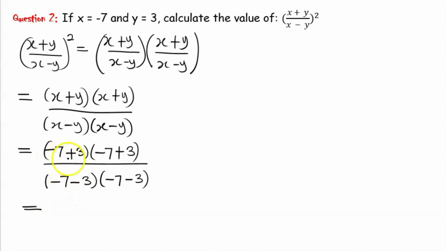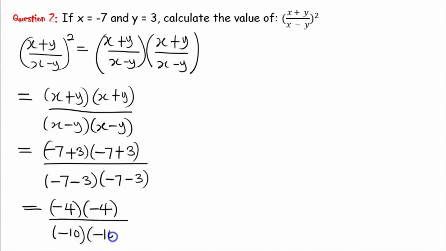Alright, so we simply just simplify. This is minus 7 plus 3. So that's going to give us negative 4. Negative 4 now, another negative 4 divided by, at this denominator we are going to have negative 10 multiplied by negative 10.